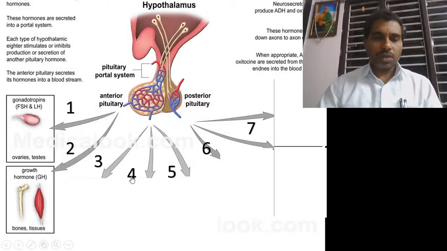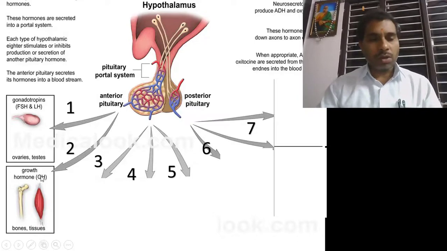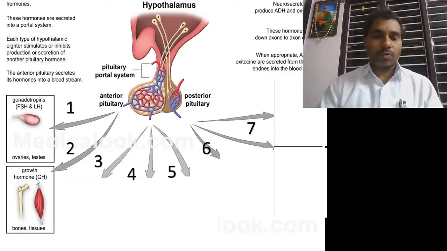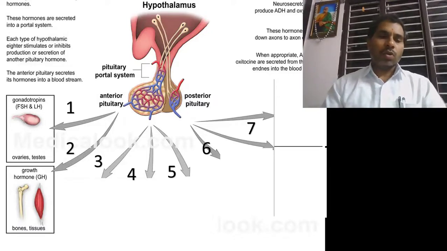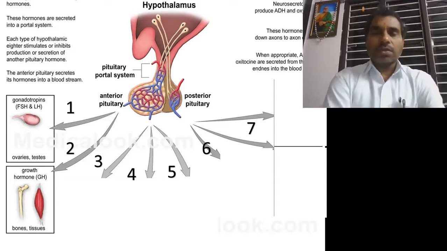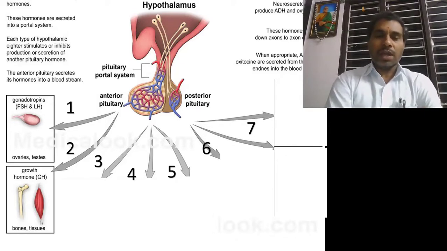Coming to another important hormone which is secreted from the anterior pituitary, this hormone is called growth hormone, or also somatotrophic hormone. This growth hormone affects mainly three parts of our body. Number one is muscle, another one is bone, and another one is tissue, meaning adipose tissue.